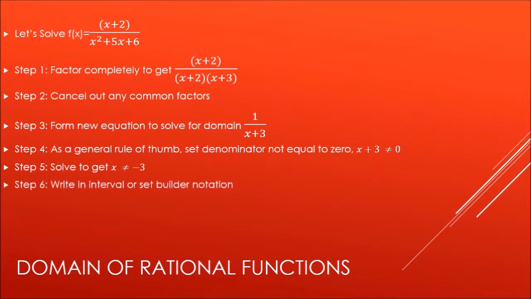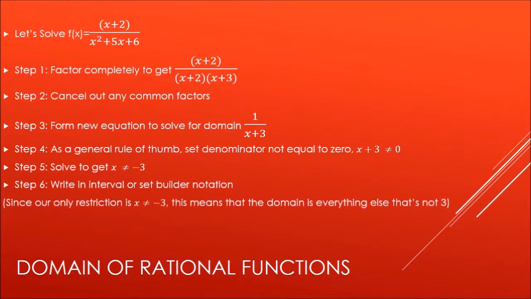Okay, now we're going to write this in interval or set builder notation. So since our only restriction is x cannot equal -3, that means that the domain is everything else that's not -3. So in interval notation, it's from -infinity to -3. Notice this time though we have a parentheses around the -3. The reason being is because it's not included. If you plug in -3, you get 0 in the denominator, which is false.